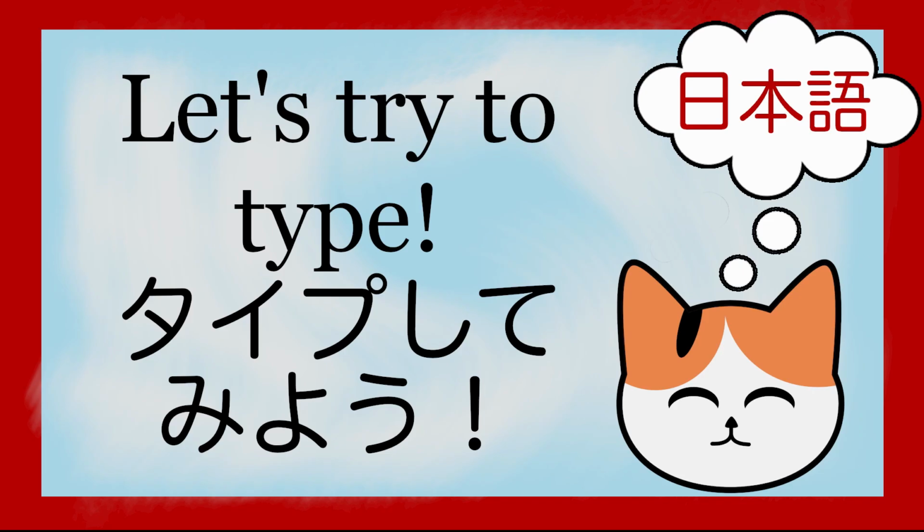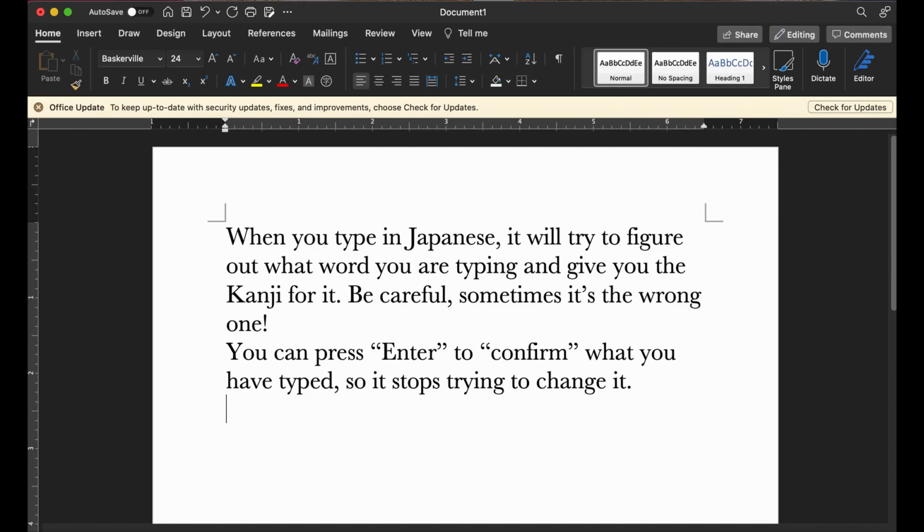Time to start typing. Let's open up Microsoft Word. When you type in Japanese, it will try to figure out what word you are typing and give you the kanji for it. So be careful because sometimes it's the wrong one. You can press Enter to confirm what you have typed so it'll stop trying to change it.